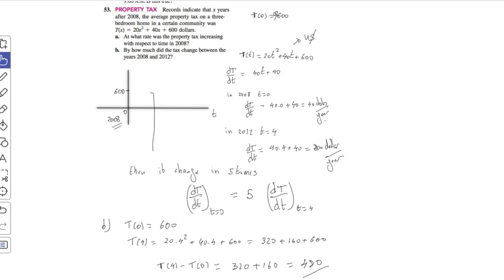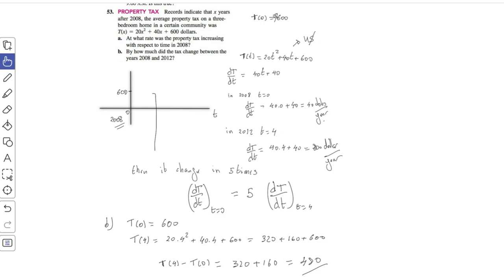This problem is about property tax. And it says like this: records indicate that X years after 2008, so X equal 1 means 2009, the average property tax of a 3-bedroom home in a certain community was T of X equals 20X squared plus 40X plus 600. So the tax at t equals 0 is 600.